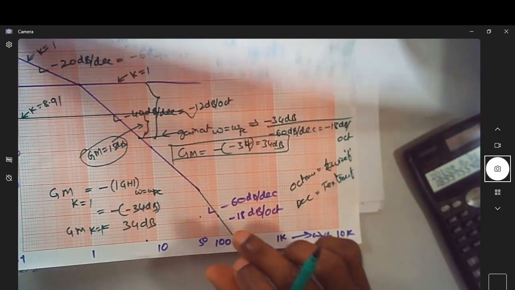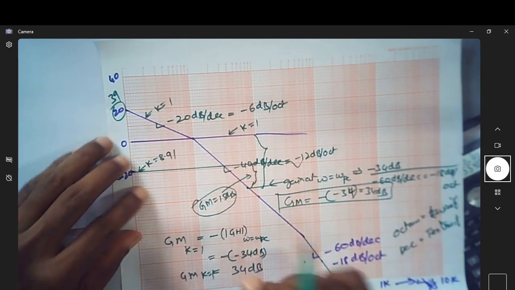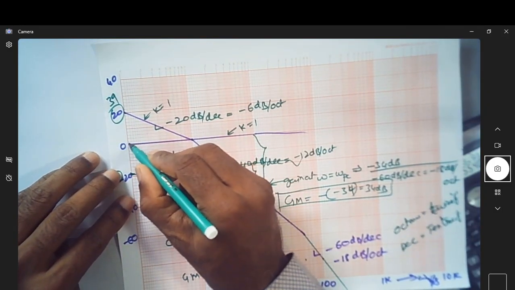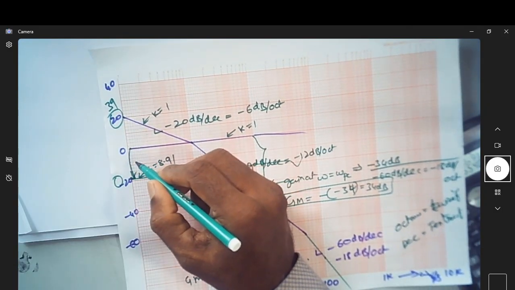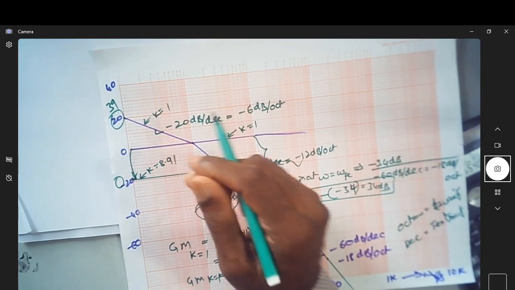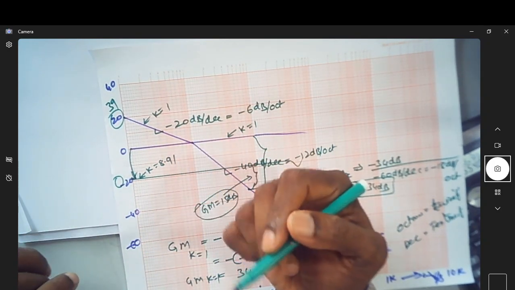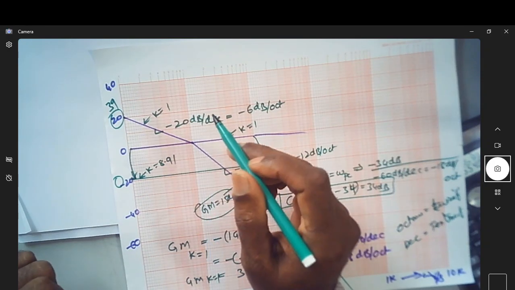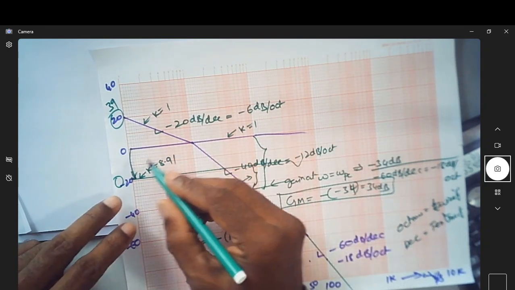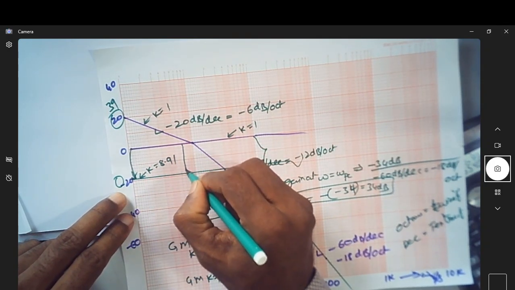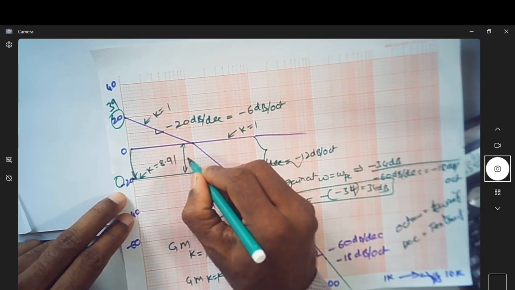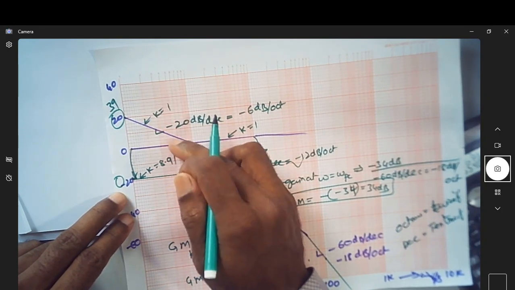Just for verification purposes, we shifted the 0 dB line from here to here. The amount of shift is the difference between the gain margin with K equal to 1 and the given gain margin. So how much is the shift? The shift is 19 dB, so it is shifted down by 19 dB.